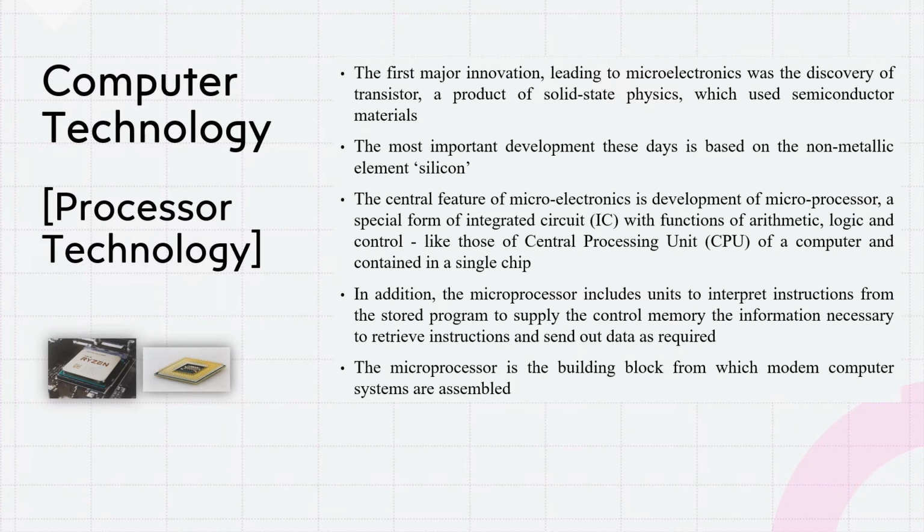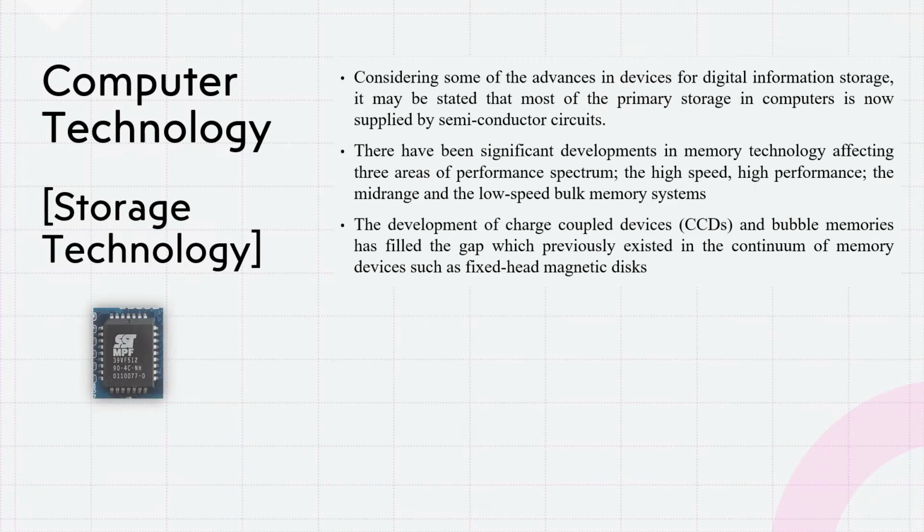In addition, the microprocessor includes units to interpret instructions from the stored program, and to supply the control memory with the information necessary to retrieve instructions and send out data as and when required. The microprocessor is considered to be the building block from which modern computer systems are assembled. These aspects form the major hardware component of a computer, which we are going to study in Unit 2. Now heading to storage technology.